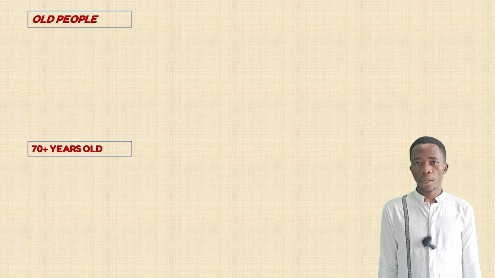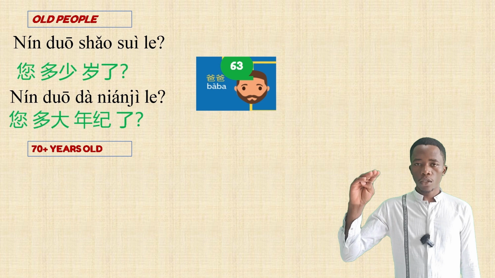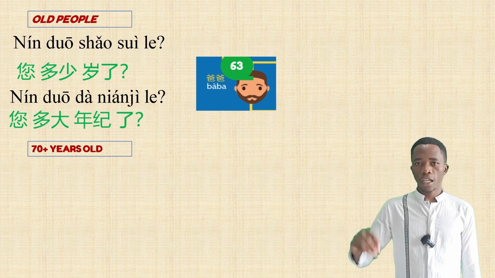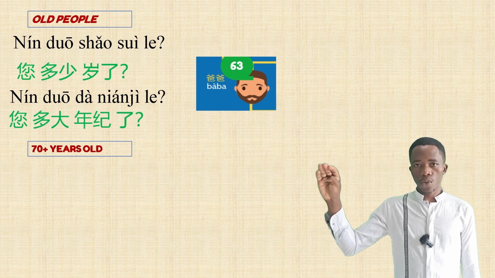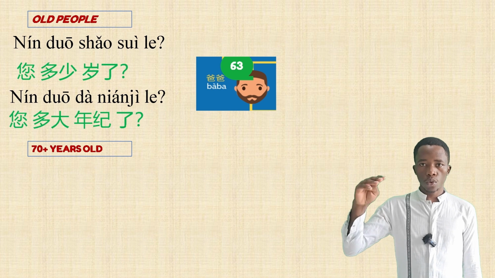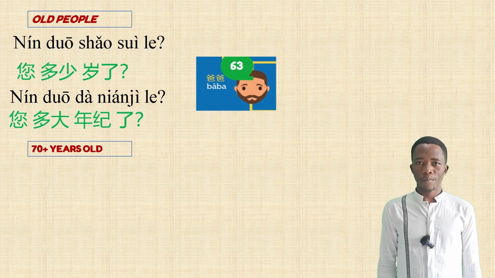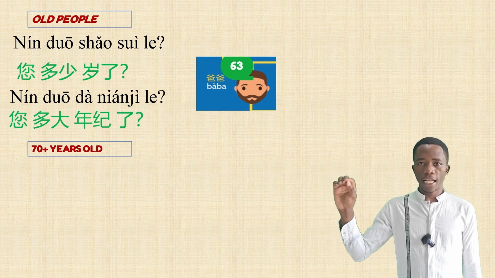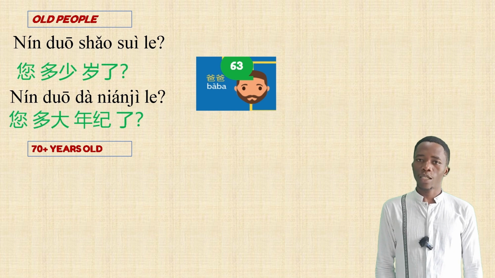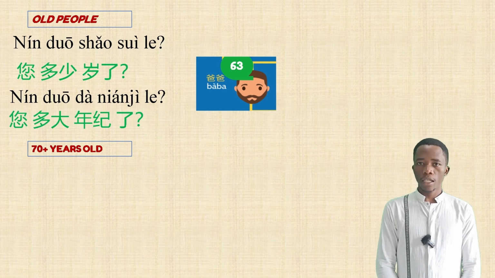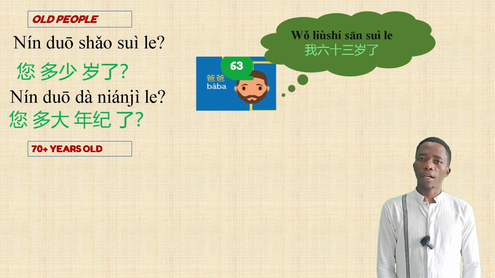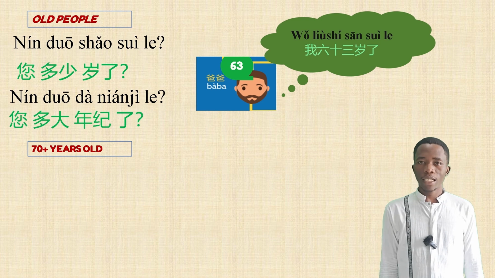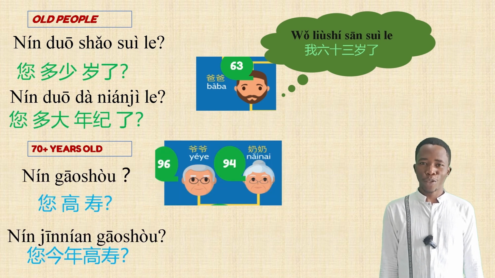For old people, you may also say 您多少岁了, or 您多大年纪了. It's more polite. For instance, if it is my dad, he will say 我63岁了. For 70 years and above, these are old people.